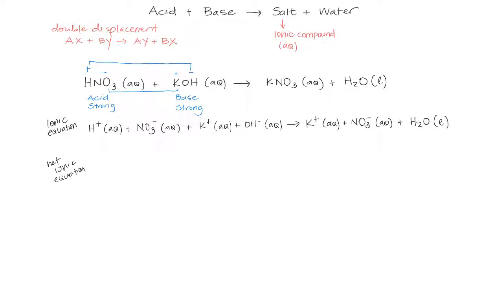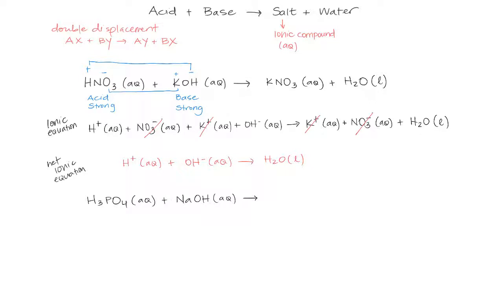We get our net ionic equation by canceling out spectator ions or species that occur on both sides. So we have nitrate on both sides and we have potassium on both sides. And our net ionic equation is the formation of water. We will always get H+ and OH- to form H2O from the reaction of a strong acid with a strong base.